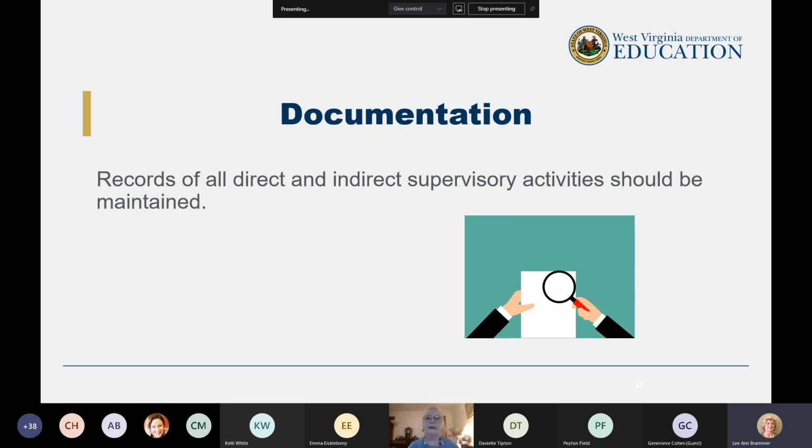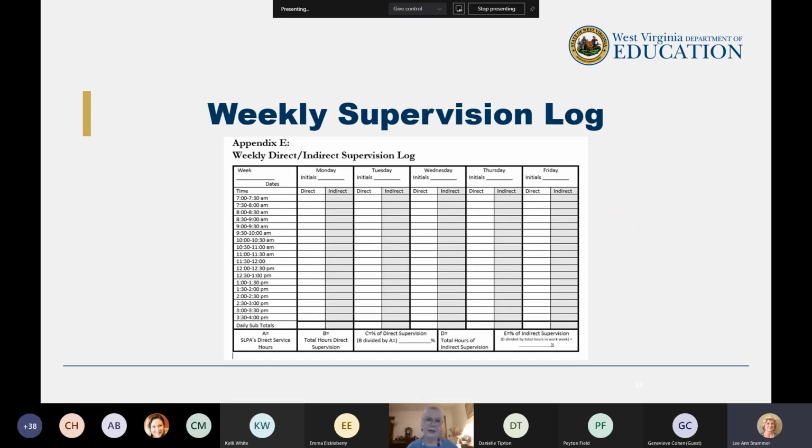So if we go to the next slide, you have what we came up with. That doesn't mean you have to use that, but as I said, we want to make sure that you keep track of these certain things. You can see that we have the 5 days of the week, and we have a direct section and an indirect section where you would just block out the time that you spent and what you did.